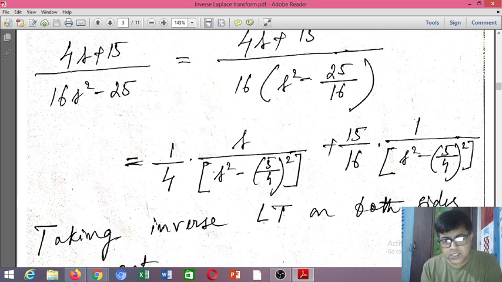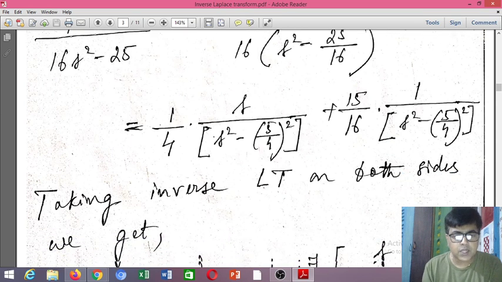Now if you look at this function very carefully, which we have modified, it is coming in the known forms, isn't it? You see this one, s by s square minus a square, is a known standard form. Here 1 by s square minus a square is also a known form. So these are hyperbolic functions, the first one being cos hyperbolic, the second one being sine hyperbolic, isn't it? So once they are known, now you are in a position to find the inverse Laplace transform.